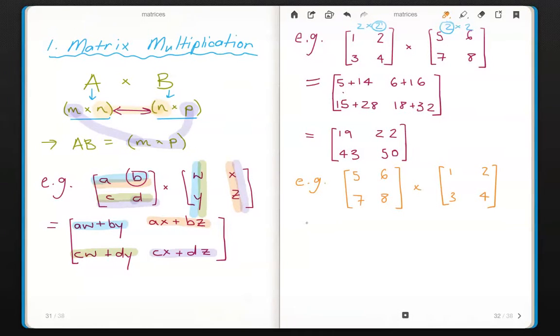And we're going to see if we get the same answer, because it's really important to know whether the order matters. So in the same way, I'm going to go through 5 times 1, 5 plus 6 times 3 is 18. 5 times 2 is 10, plus 6 times 4 is 24. 7 times 1 is 7, plus 8 times 3 is 24. 7 times 2 is 14, plus 8 times 4 is 32.